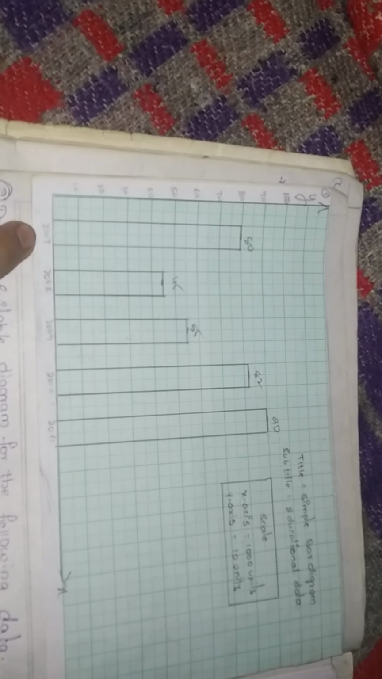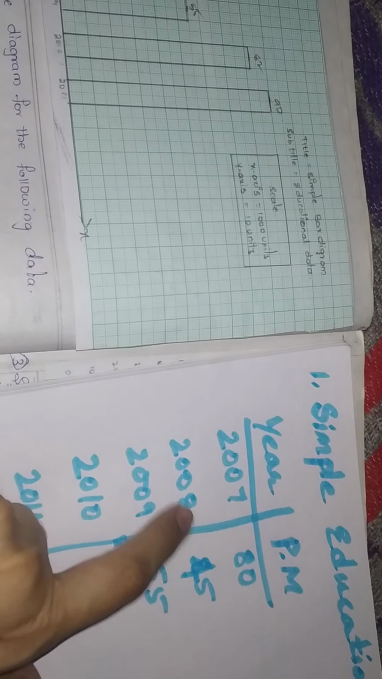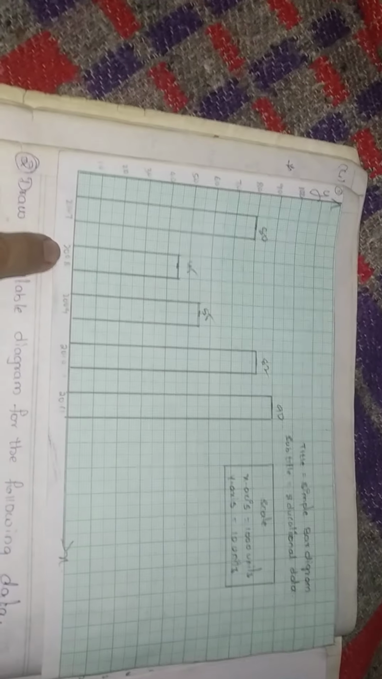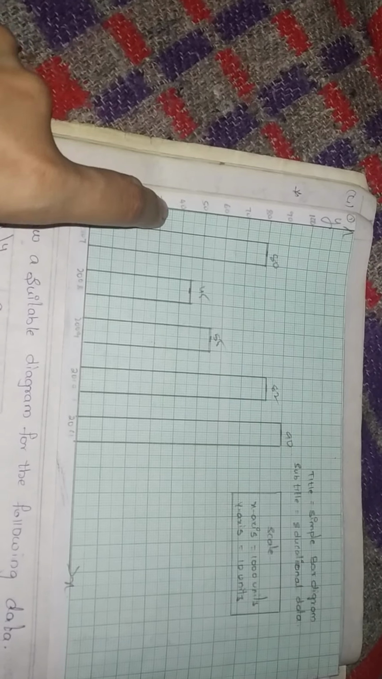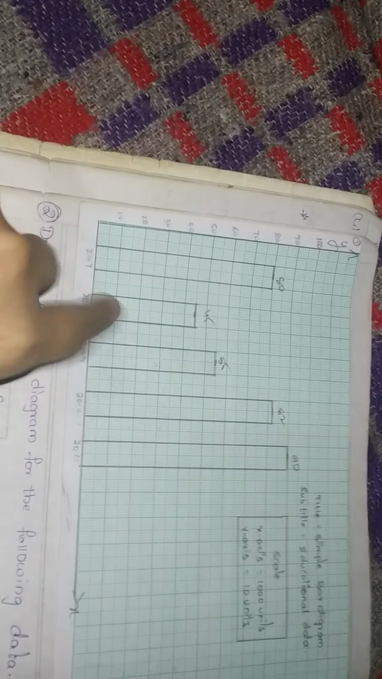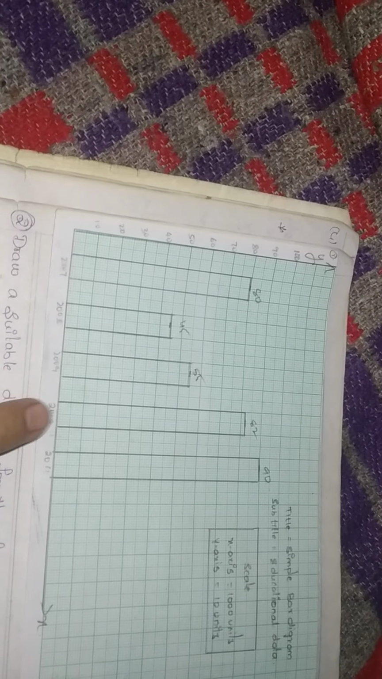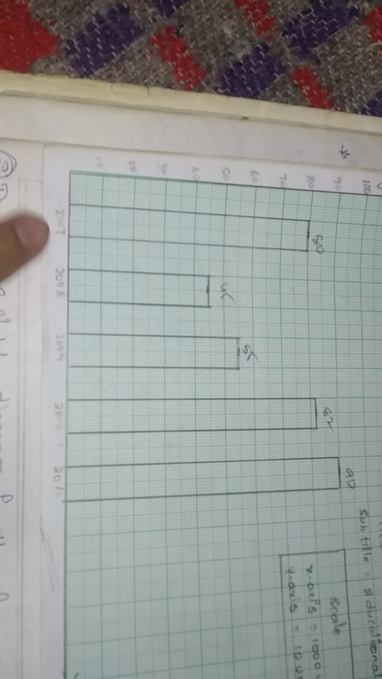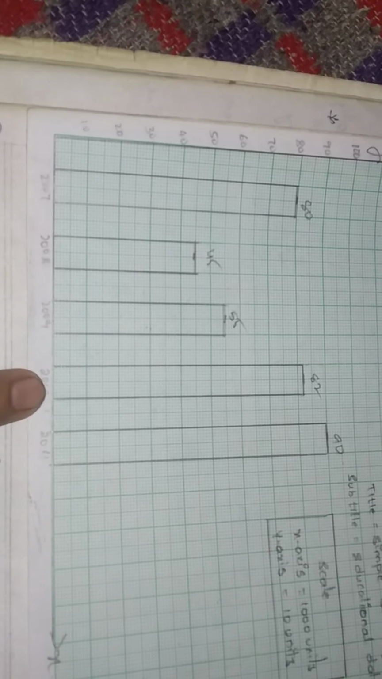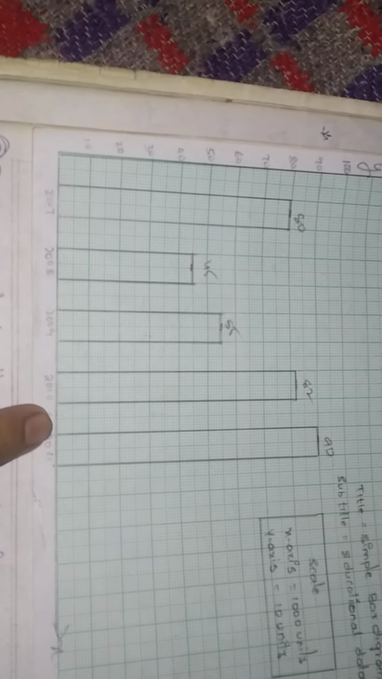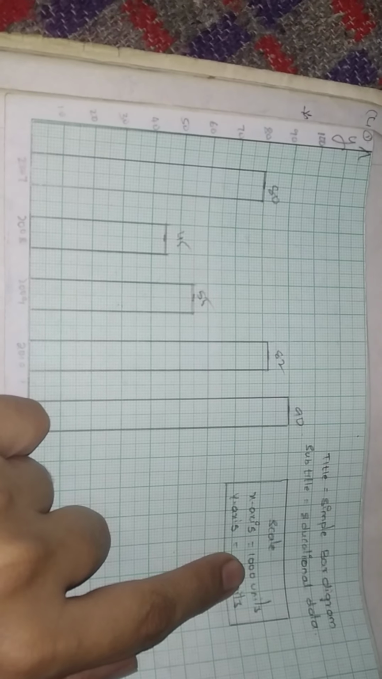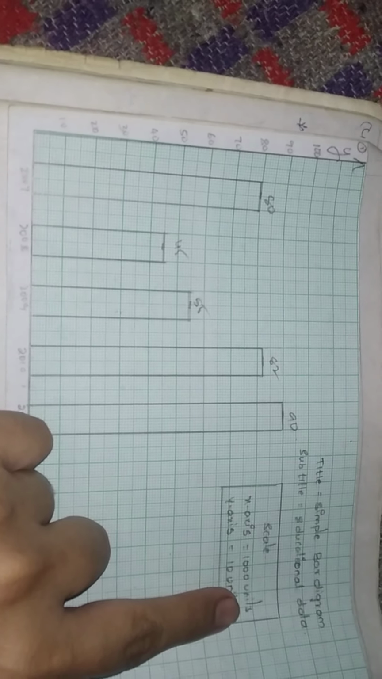So in this example, here we have put x-axis and y-axis. For 2007, it is 80. See in the question, 2007, 80. Then 2008, 45. Here it will be 2008 and from here 45, put a bar. Like this you need to put a bar, and because it is having an interval of 1 year, it's 2007, 2008, 2009, 10, 11. So for this it is 1 year difference. So we are writing 1000 units.